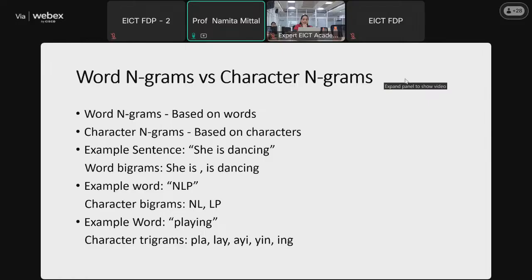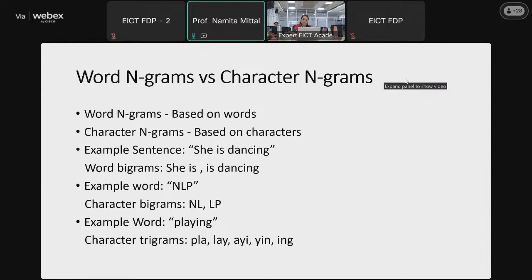For character n-grams, if the word is NLP, then character unigrams will be N, L, P, which is 3. Character bigrams will be NL, LP, which is 2. Let's take one more example, like 'playing'. How many characters does it have? 7. So how many unigrams? 7.